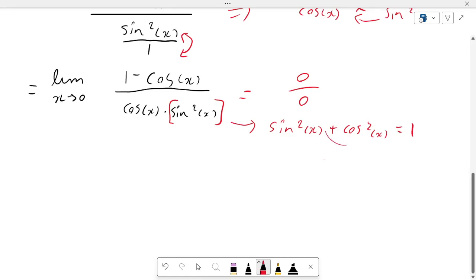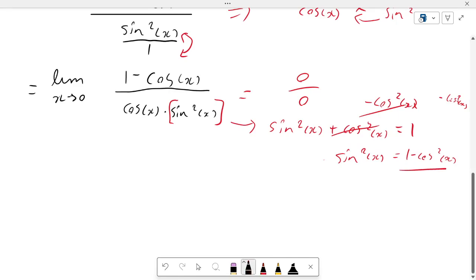So we're going to minus both sides by cos square of x. Then these are going to cancel out here, and this is just going to be sine square x equals 1 minus cos square x. This is our new form of sine square x. So we can write it like that now.